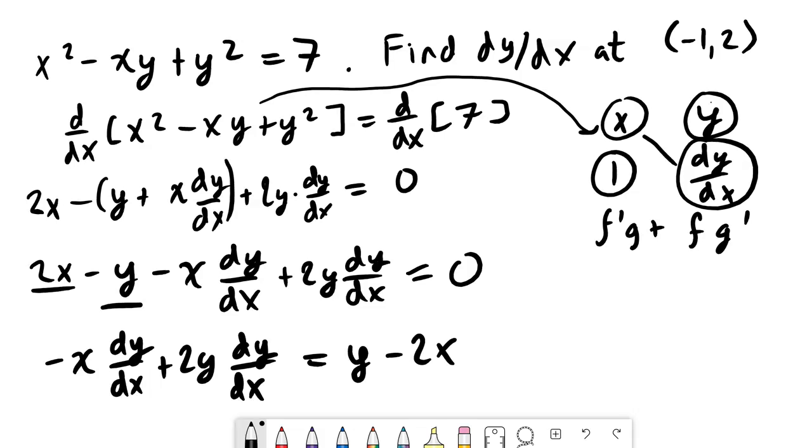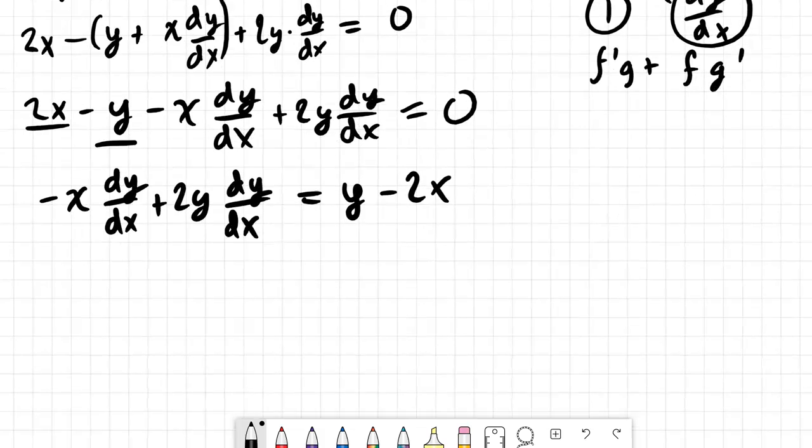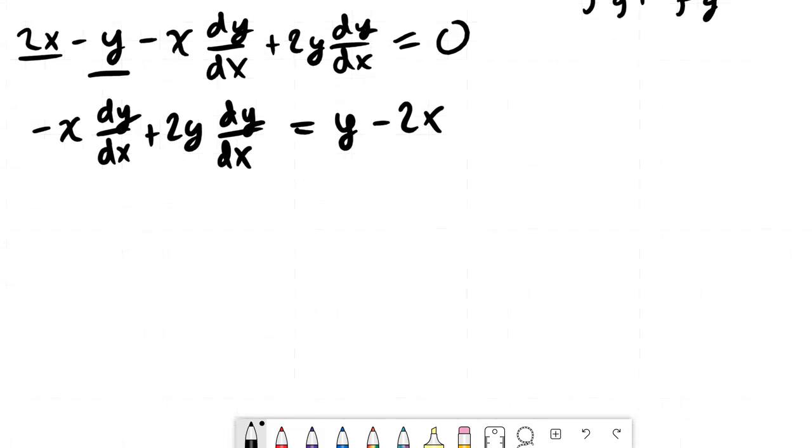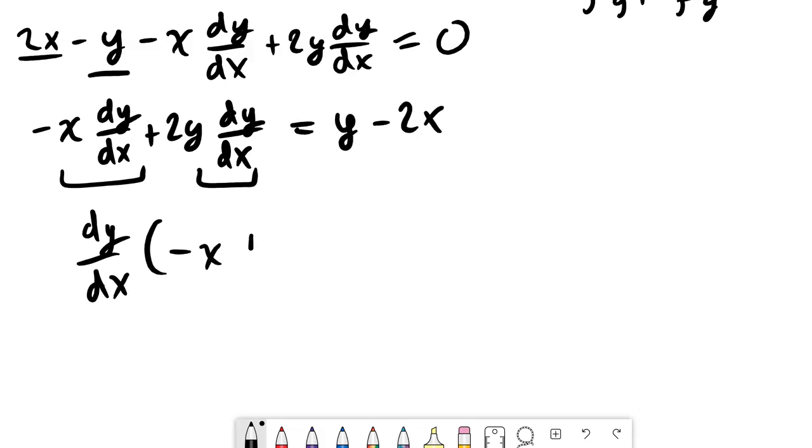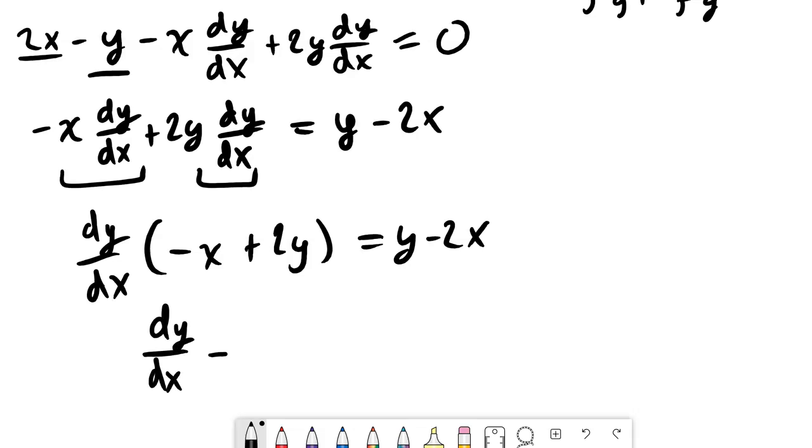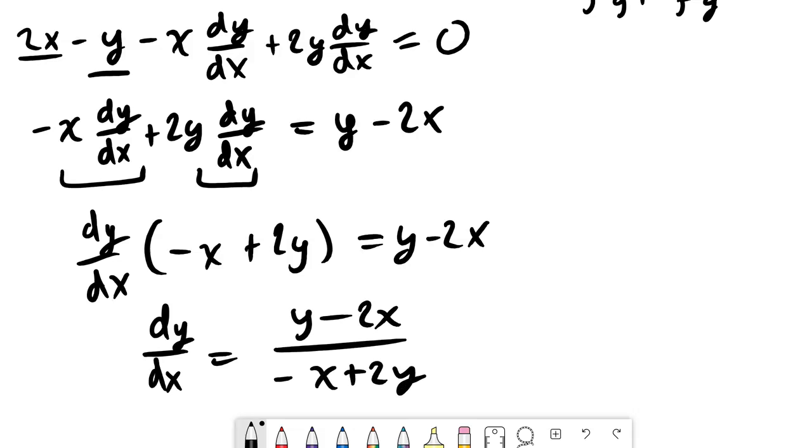Let me just scroll down here because we need some more space. There we go. Now notice that these have common factors, and that is specifically dy/dx. So we want to factor that out, and we're left with negative x plus 2y is equal to y minus 2x, and then we can finally solve for dy/dx by dividing both sides by negative x plus 2y. In other words, dy/dx is equal to y minus 2x divided by negative x plus 2y. And this is the formula for the derivative.